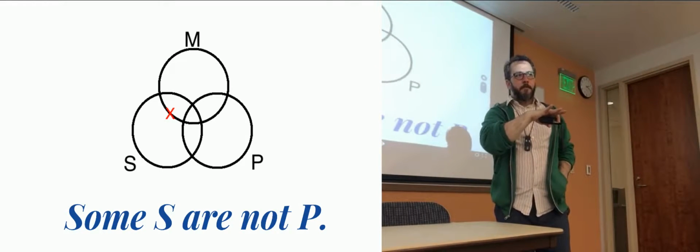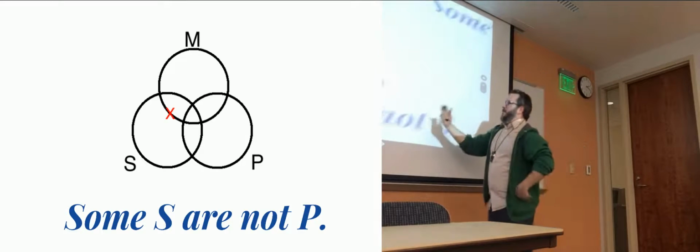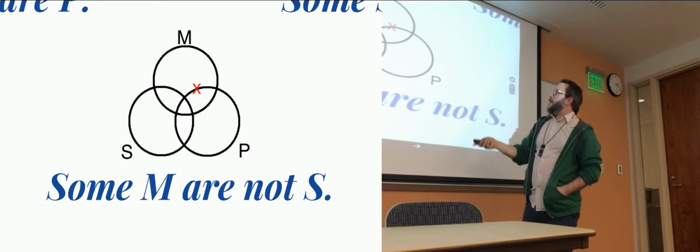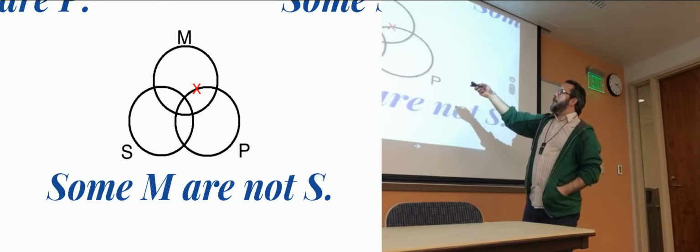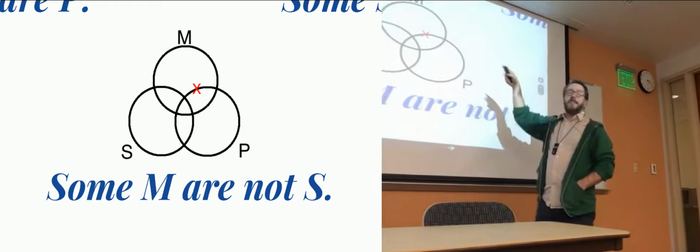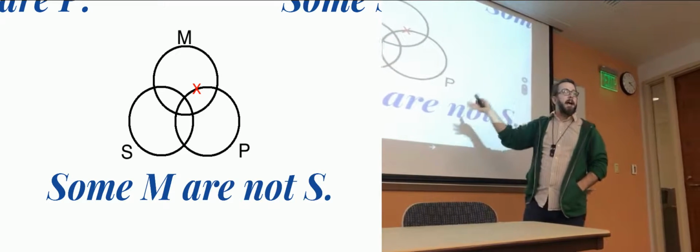How you feeling? Good? And if we just do it, same thing over here, right? Some M are not S. There exists at least one thing. It's definitely an M. It's definitely outside of the S circle, but I have no idea whether it's inside or outside of the P circle, so it has to go on the line.